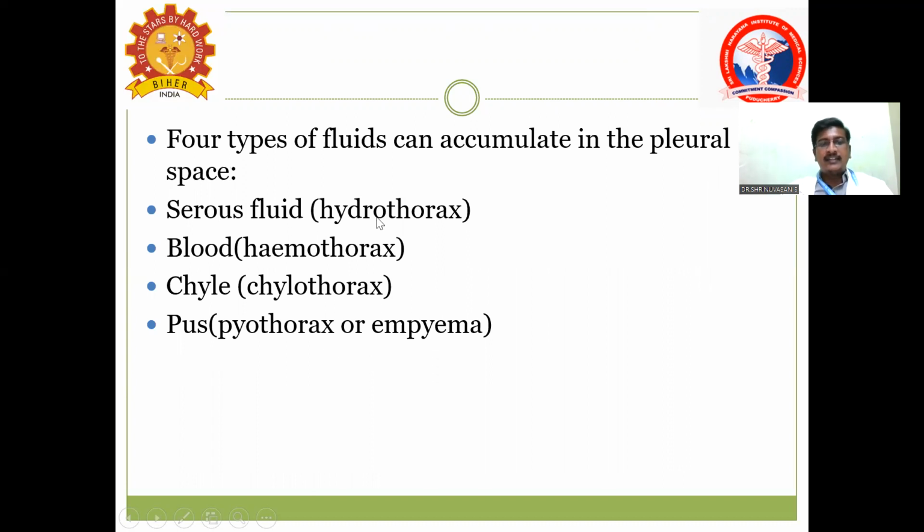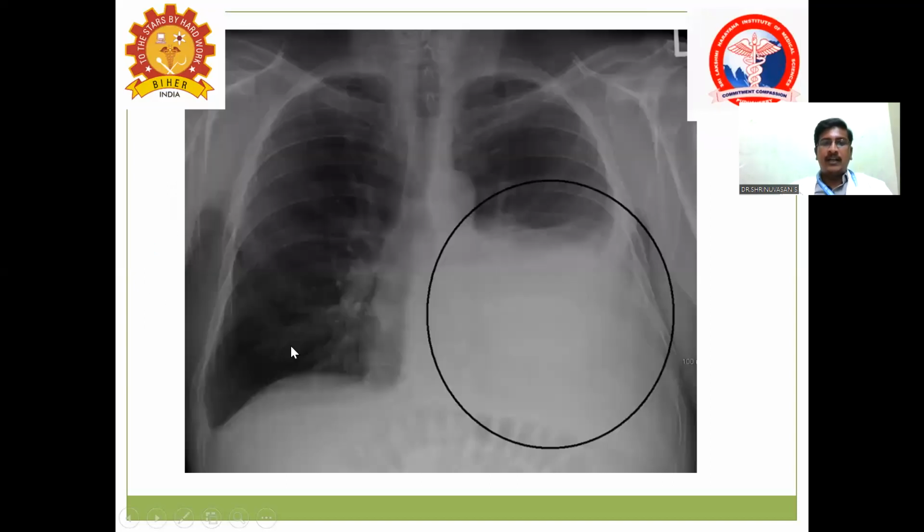If it is fluid, then it is hydrothorax. If it is blood, then it is hemothorax. If it is chyle, then it is chylothorax. If it is exudate, pus, then it is pyothorax or empyema.